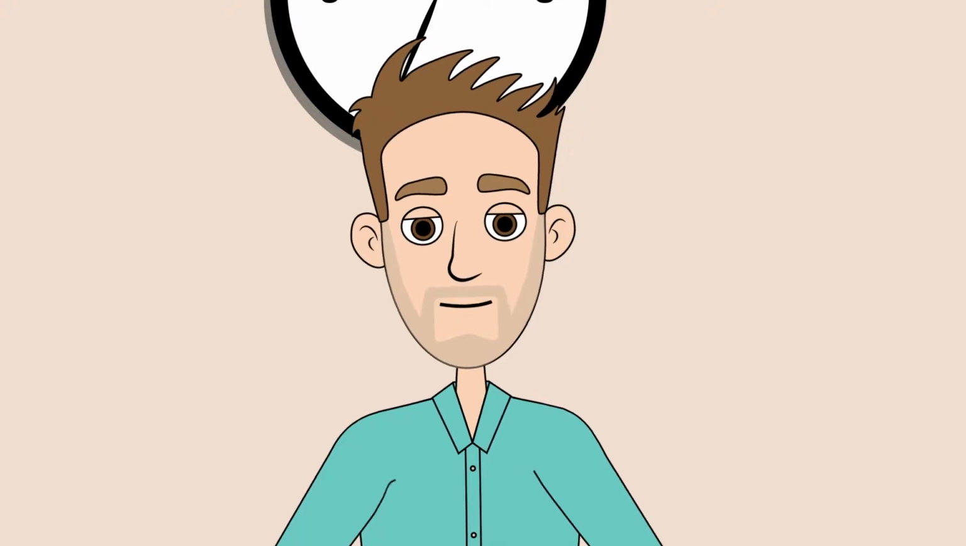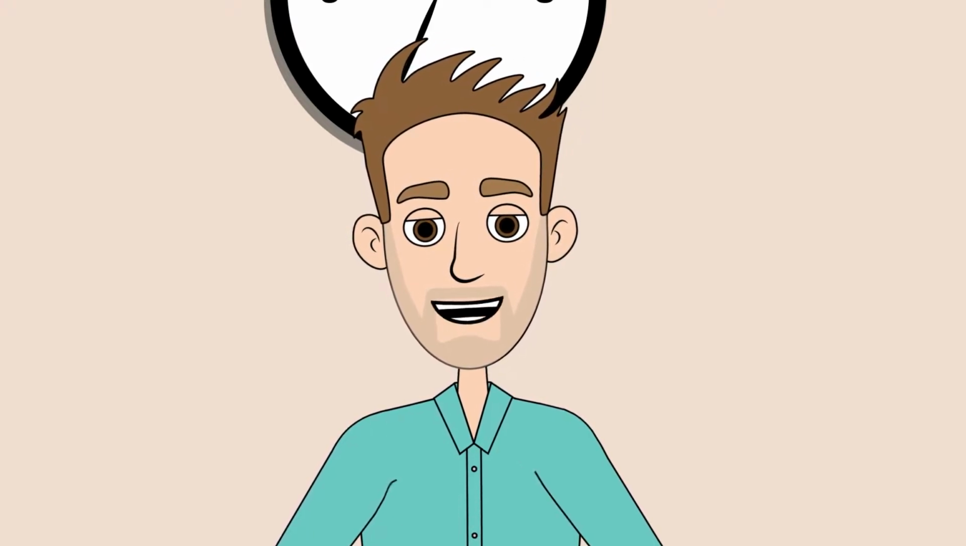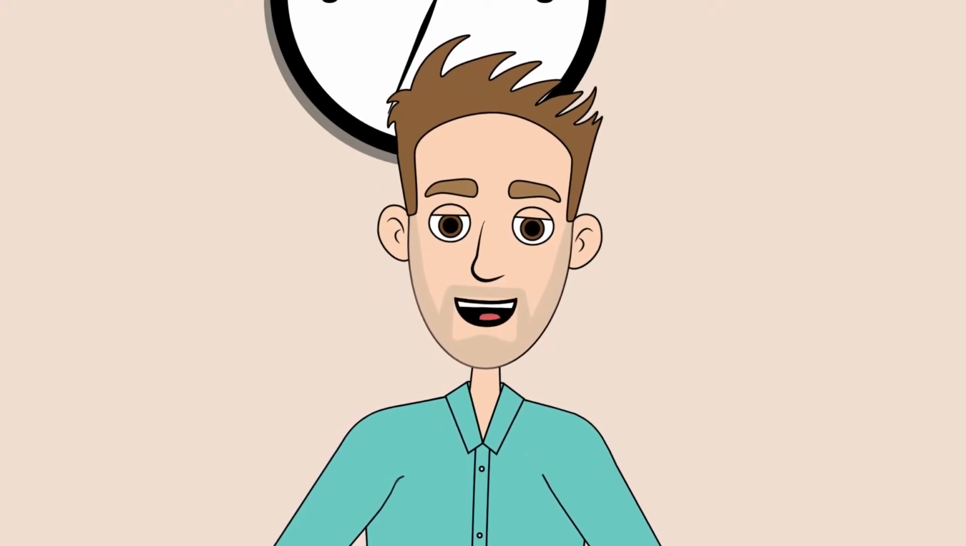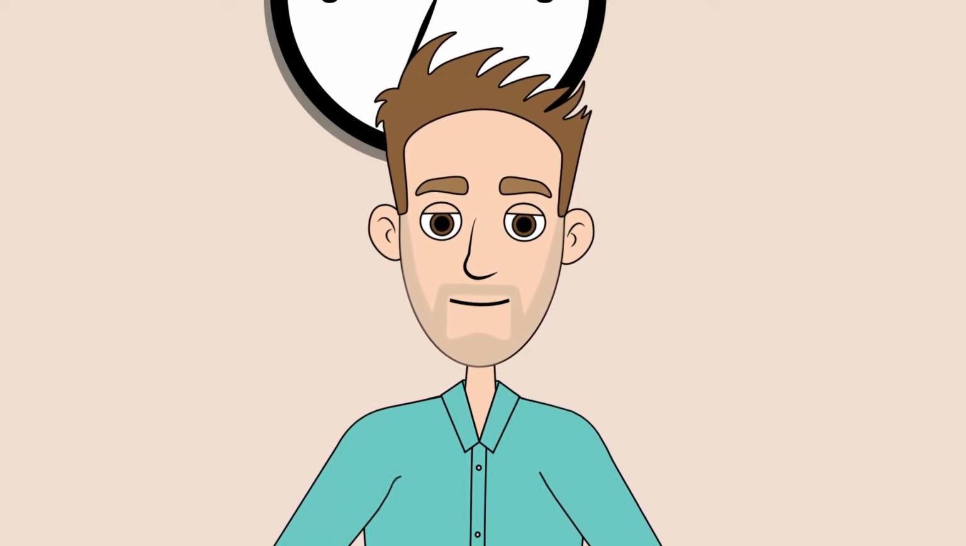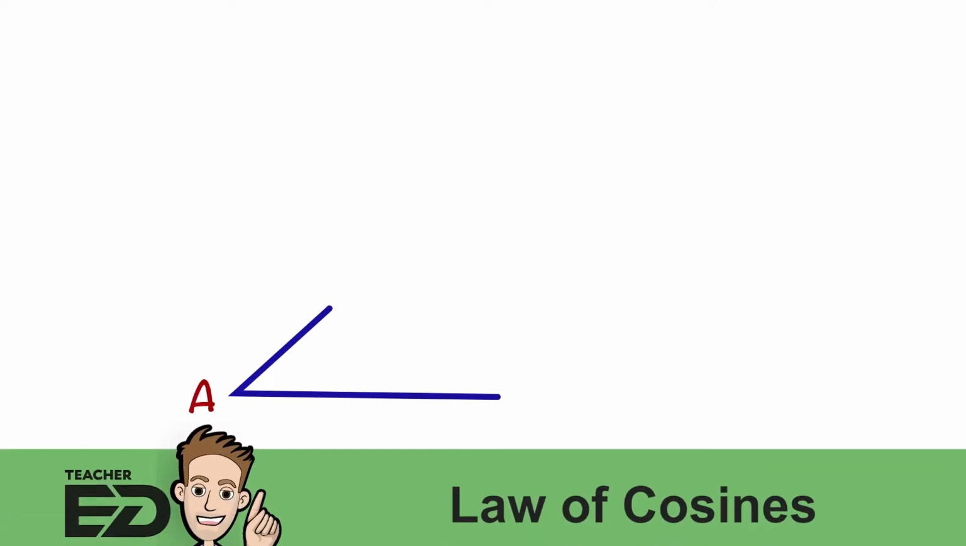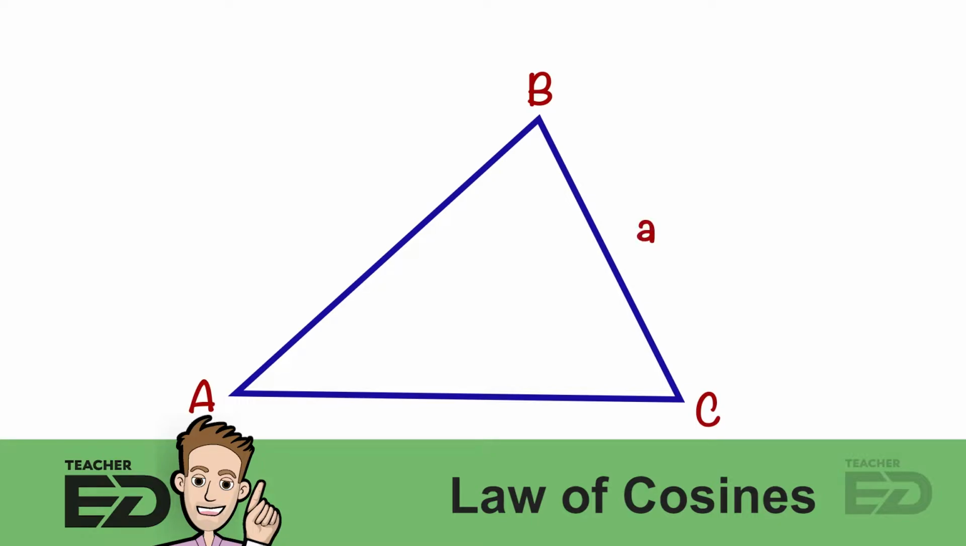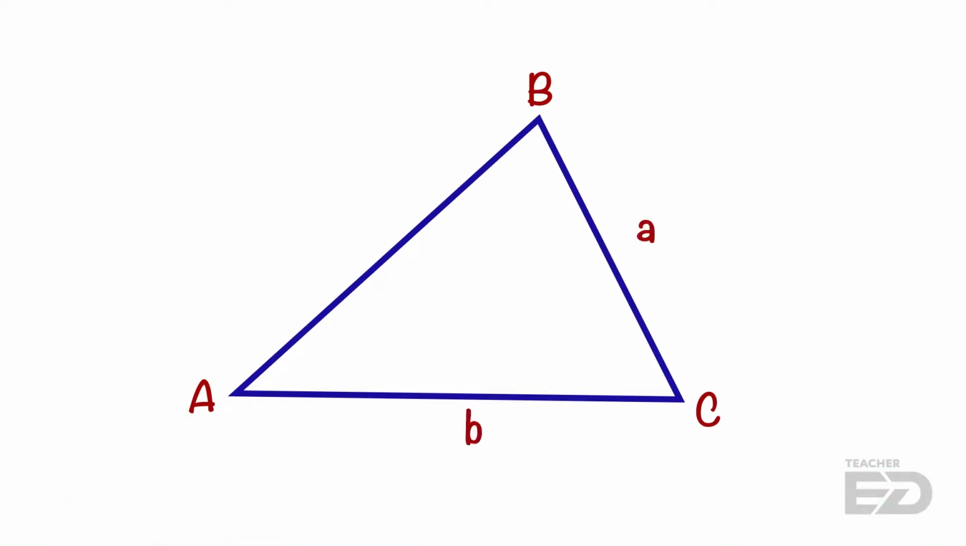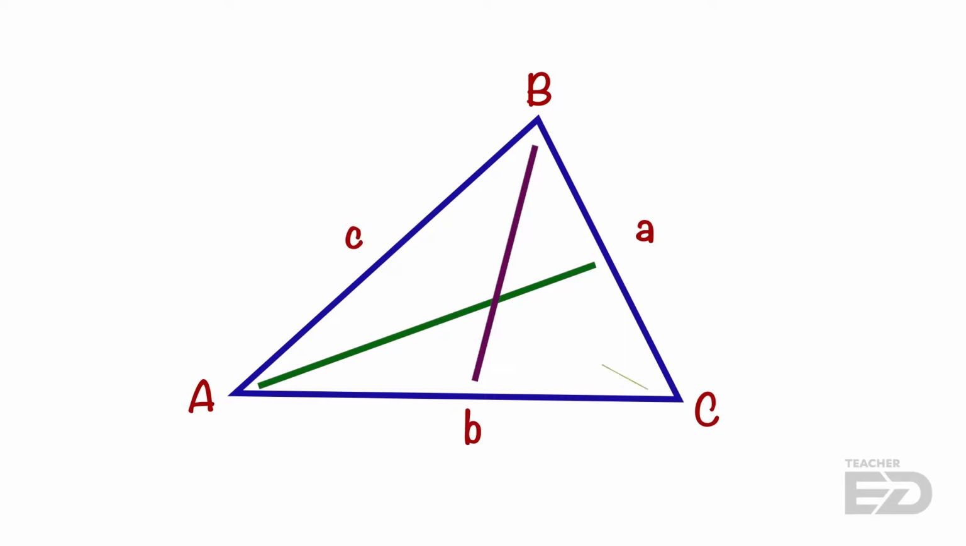We are going to use something called the Law of Cosines to find our missing side. Let's look at the Law of Cosines. We will start with triangle ABC. Notice how we are naming the sides opposite the angle, the lowercase letter of the angle. Angle A's opposite side is called a, angle B's opposite side is called b, and angle C's opposite side is called c.